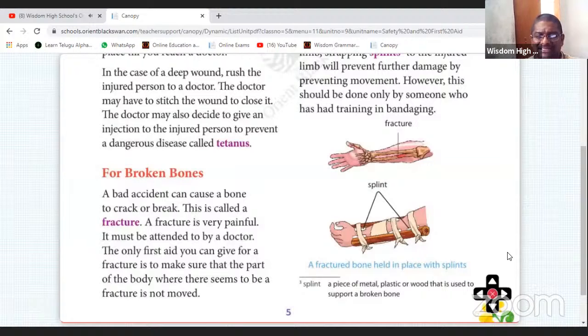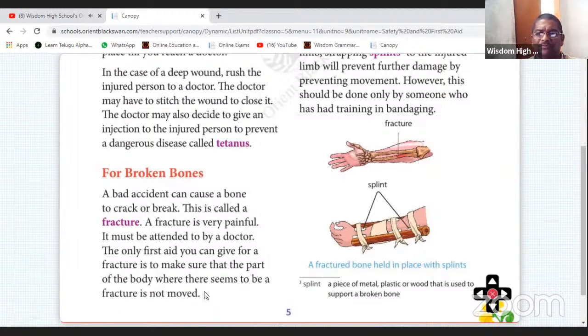The only first aid you can give for a fracture is to make sure that the part of the body where there seems to be a fracture is not moved. Dear children, concentrate here.